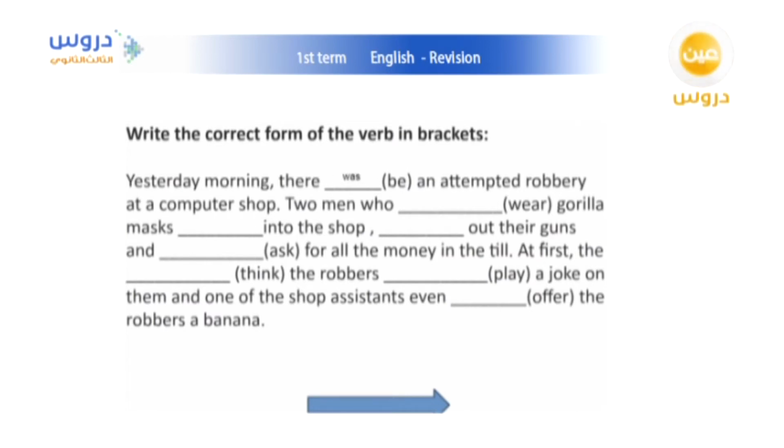Thank you, Jumana. Good job. You deserve this star because you are a superstar. Okay, number 2: two men who wear gorilla masks into the shop. Here we just talk about the past simple and the past continuous. Number 2, two men who... what can we add here?